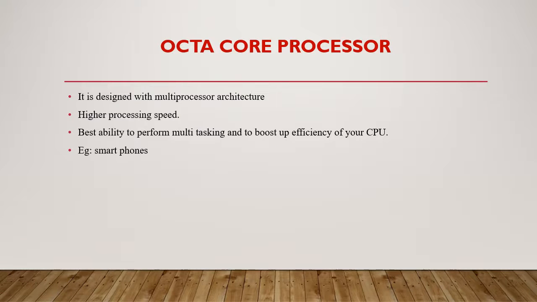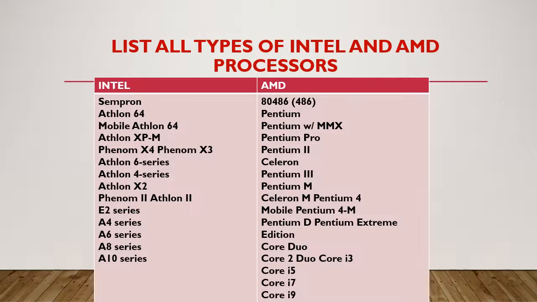Octa-core processor. An octa-core processor is designed with a multiprocessor architecture, and its design produces high processing speed. An octa-core processor has the best ability to perform multitasking and to boost efficiency of your CPU. These types of processors are mostly used in smartphones. These are the various types of Intel and AMD processors.